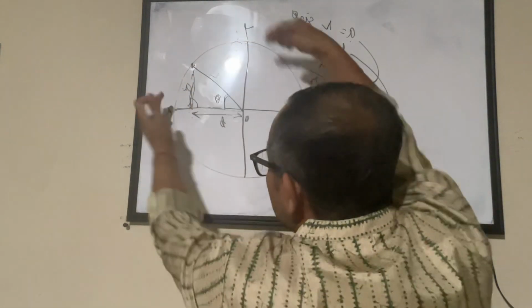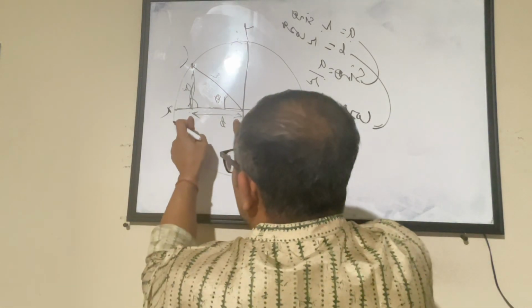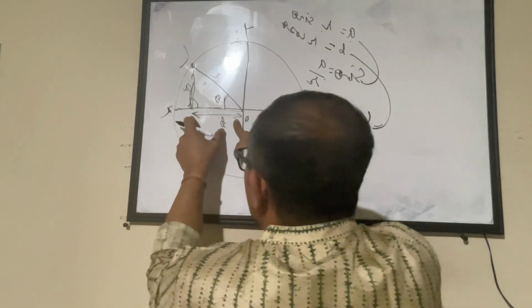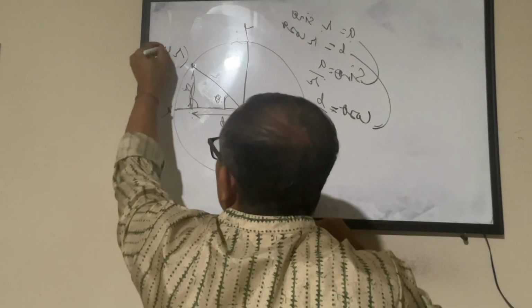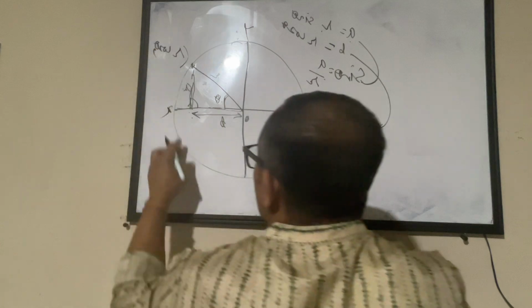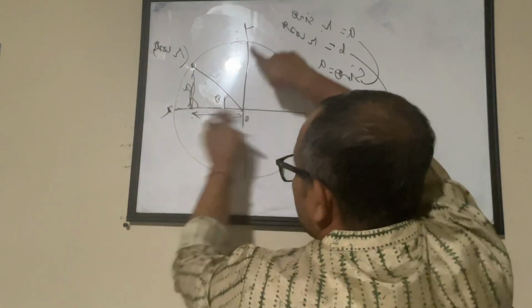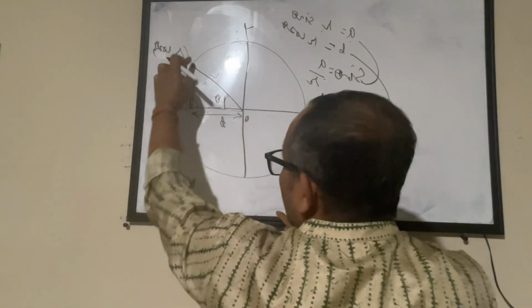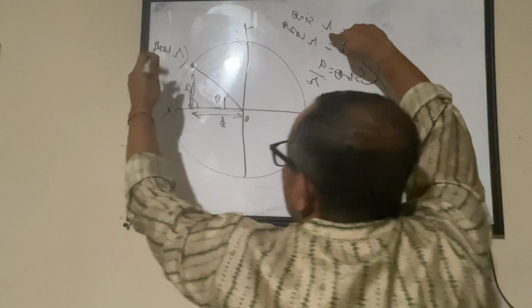If you visualize this as a coordinate plane, what will be your x coordinate? This part, which is B. B is nothing but r cos theta, r times cos theta. And what is your y coordinate? Nothing but A. This is your x and this is your y axis. So your y coordinate is A, and A is nothing but r sine theta.